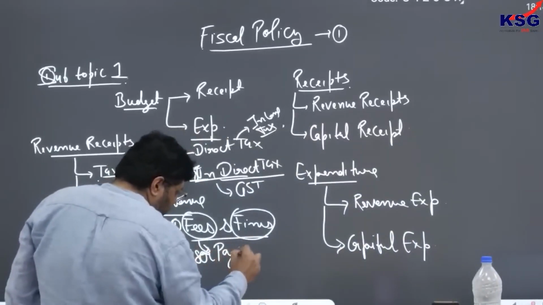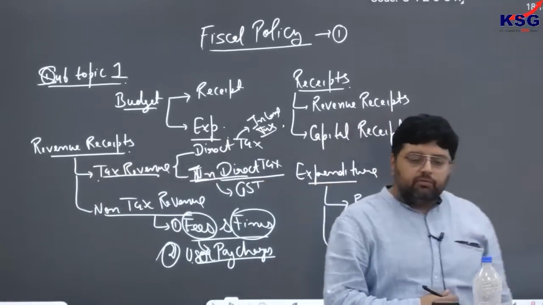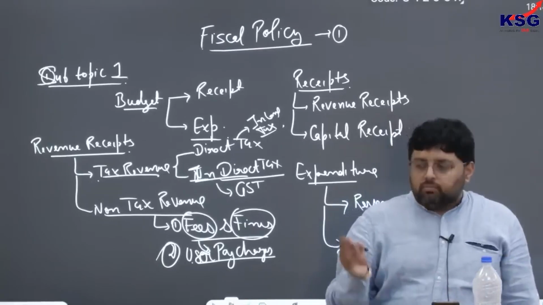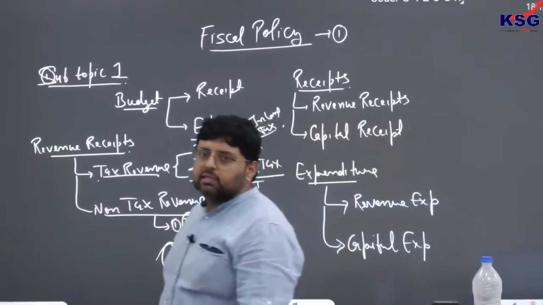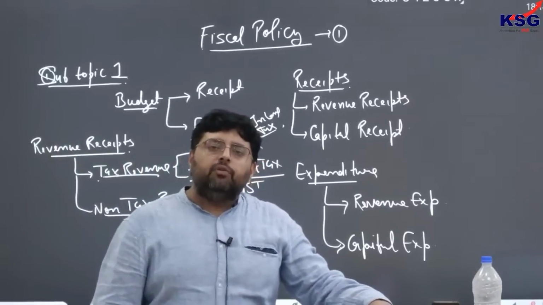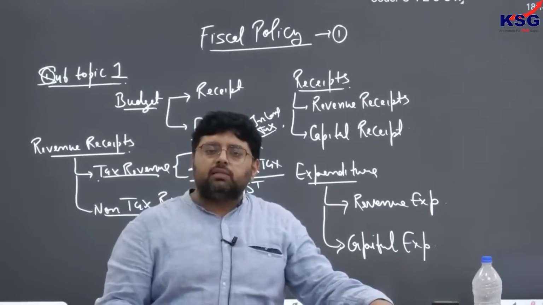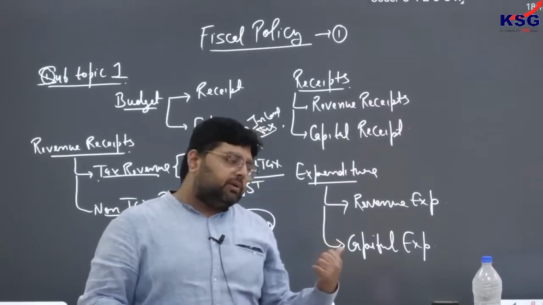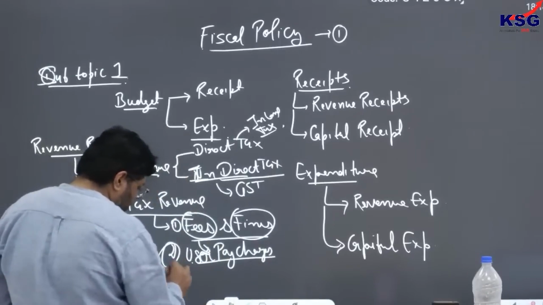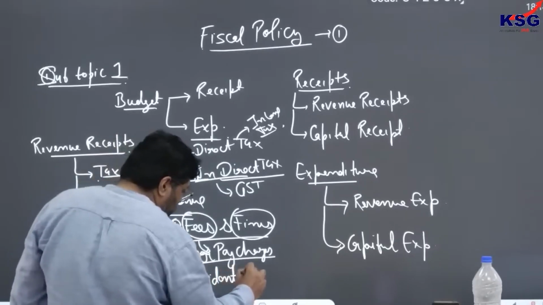Second, user pay charges. Whenever you use any services of the government, for example you went to a museum, you pay the ticket, so that is a user pay charge. When you travel through metro, you pay user pay charges. Even when you get your electricity bill or water bill, there is one charge they levy on you, user pay charges. Ultimately that becomes a part of non-tax revenue. Third, dividends and profits.